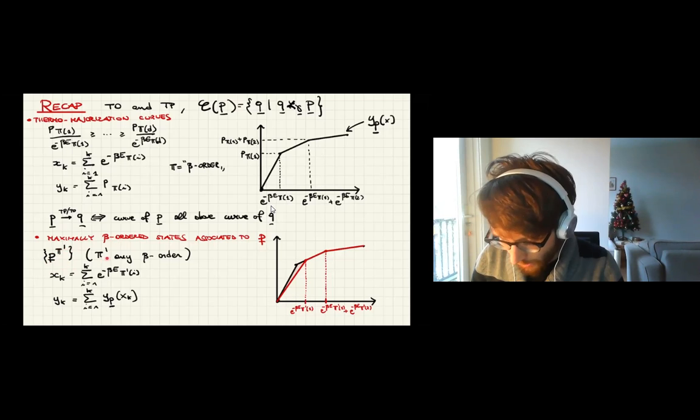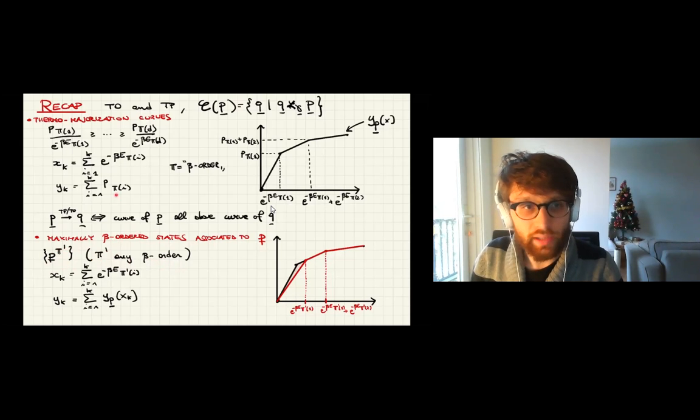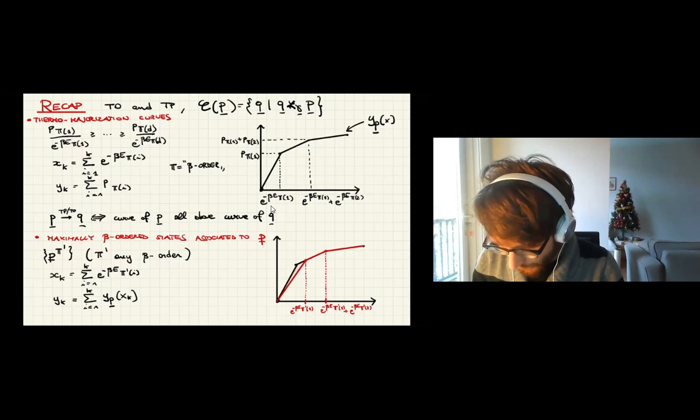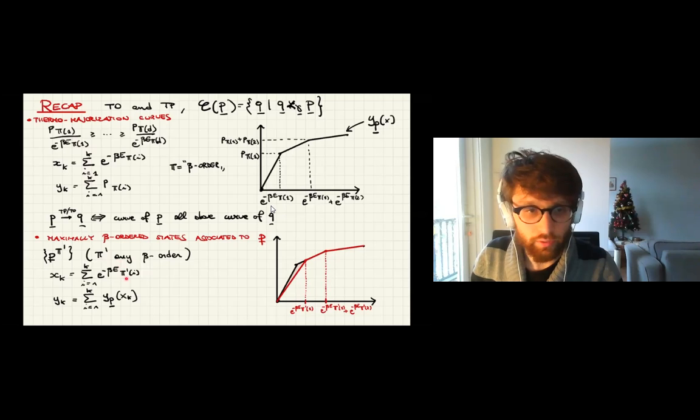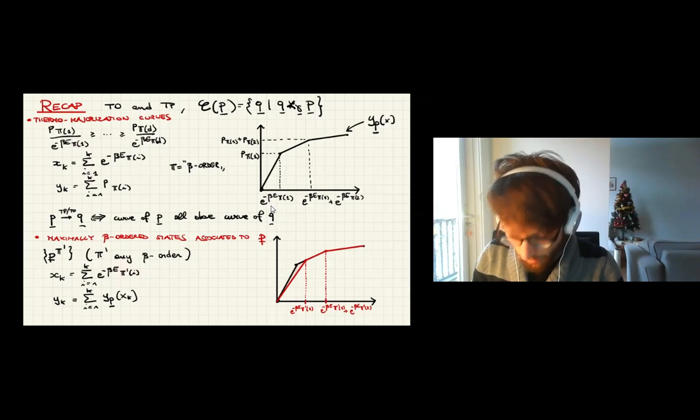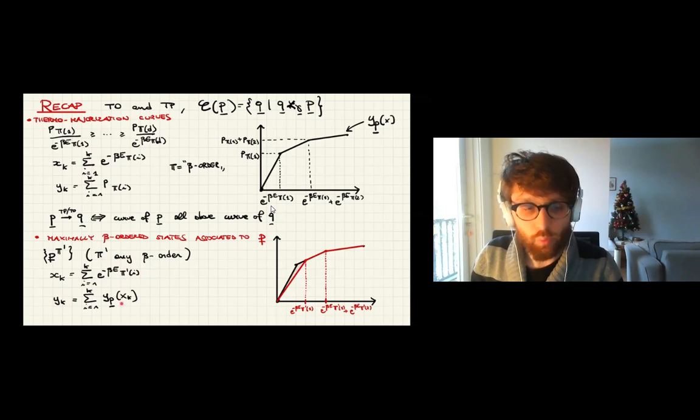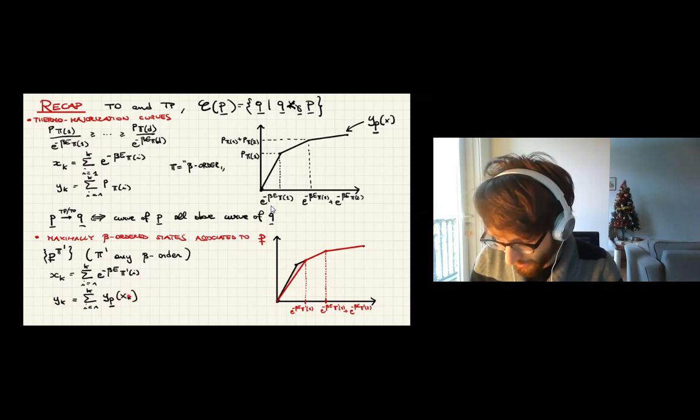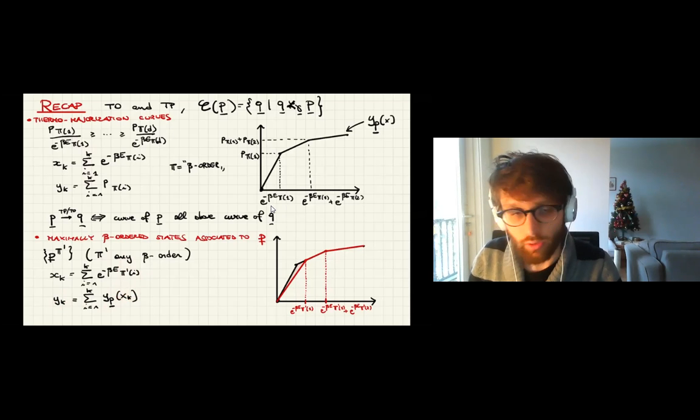What do you do? You take P prime, any beta order, so any ordering of your indices, not necessarily the one that you see here. You take any ordering that you want, and then you take as x points the partial sums according to that ordering, and as y points, you take the y point of the thermomajorization curve of P.